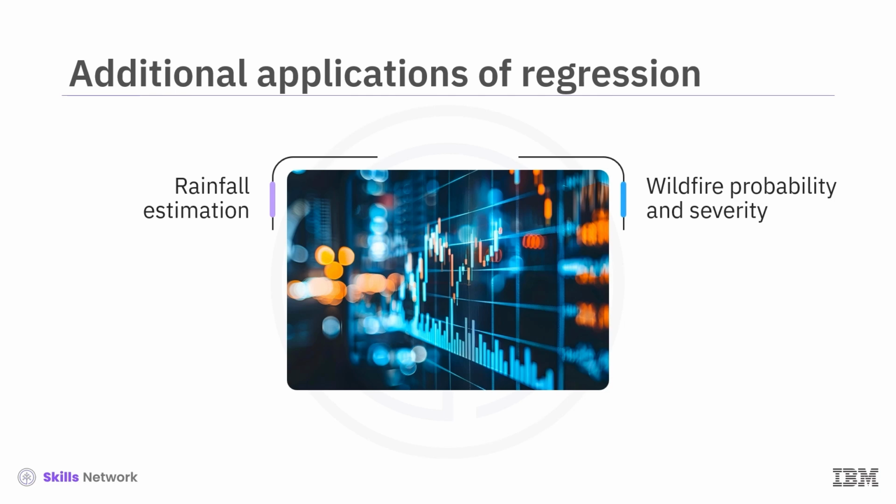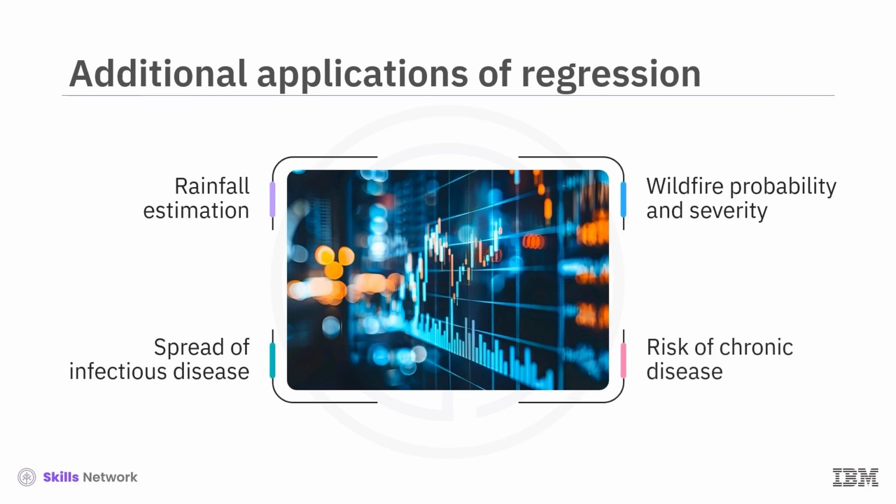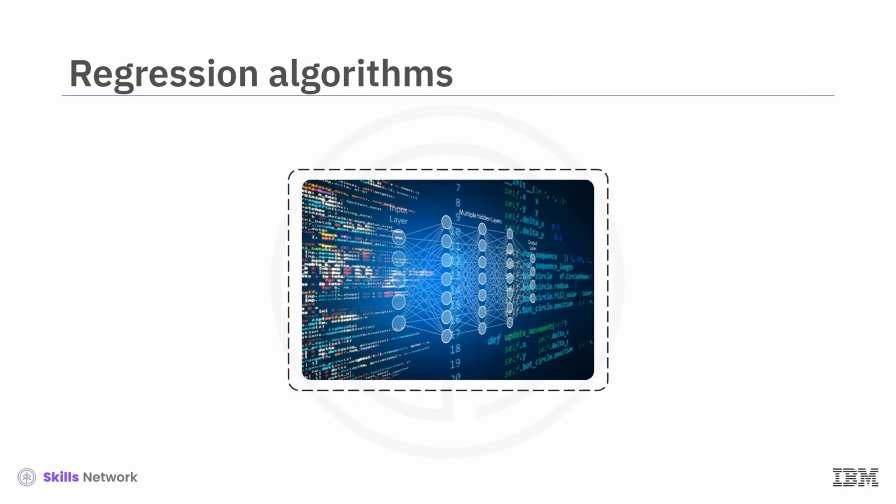In public health, you can use regression analysis to predict the spread of infectious diseases. You can even use it to estimate the likelihood of developing diseases, such as diabetes, heart disease, or cancer, based on patient data. There are many regression algorithms.